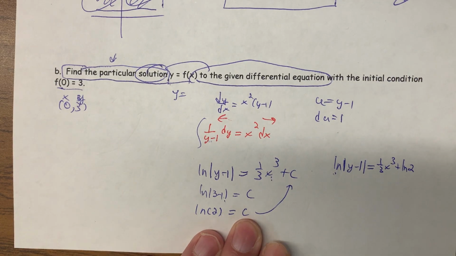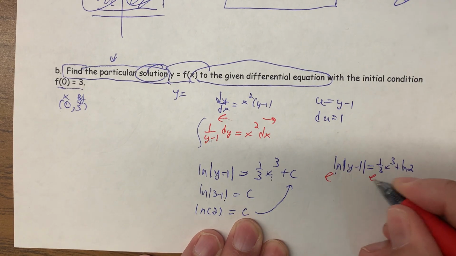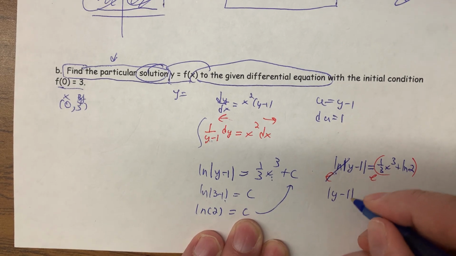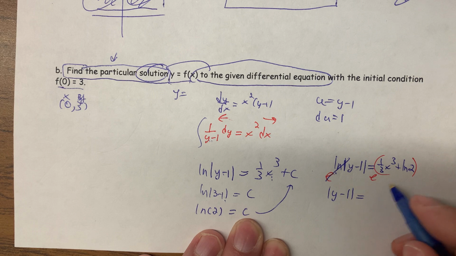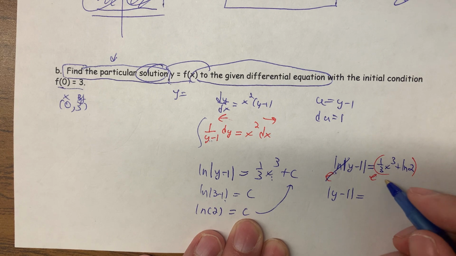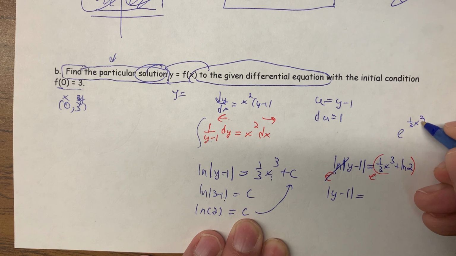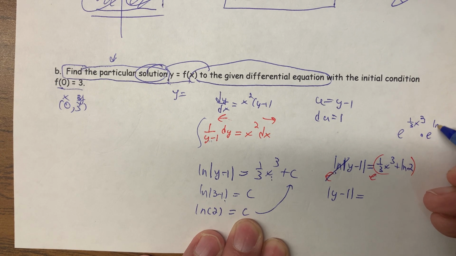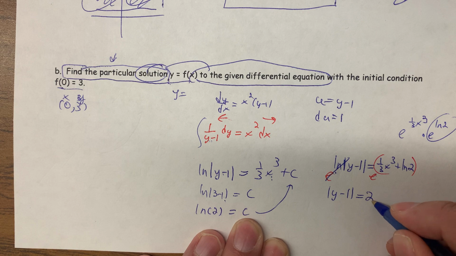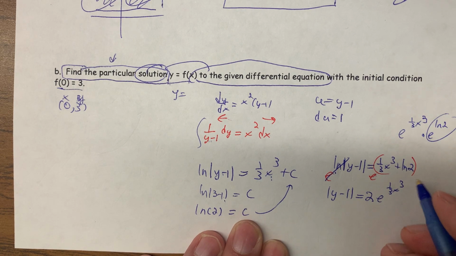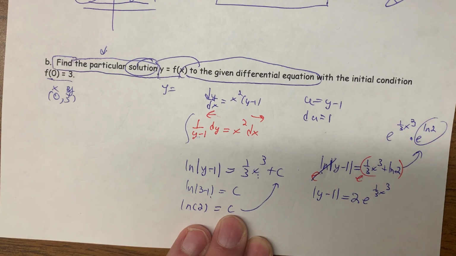To get rid of the natural log, we do e to the power of both sides. Absolute value of y minus 1 equals, I hope you can see what's going to happen. It's going to be this, so you can skip this step if you want. You don't have to write this step. Times e to the natural log of 2, and this will always just become 2. So 2e to the 1/3 x cubed. If you feel good about that step, you don't have to actually show this.